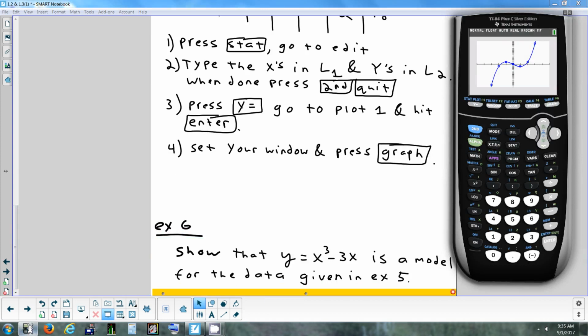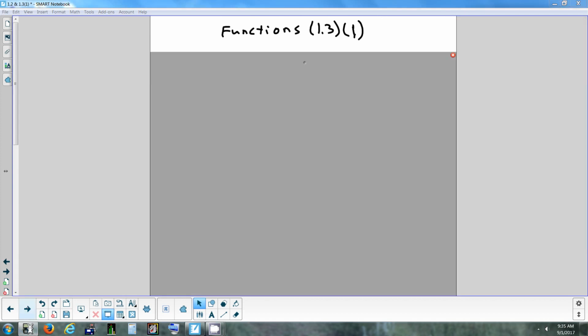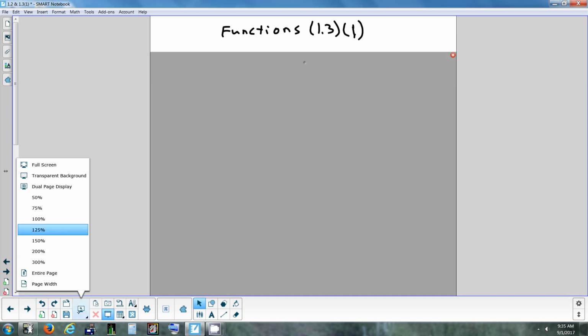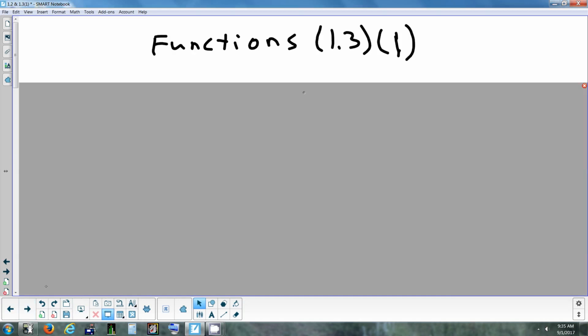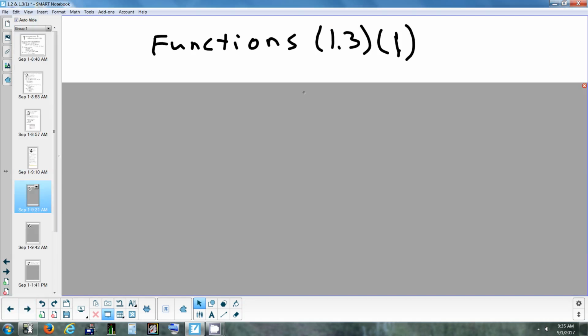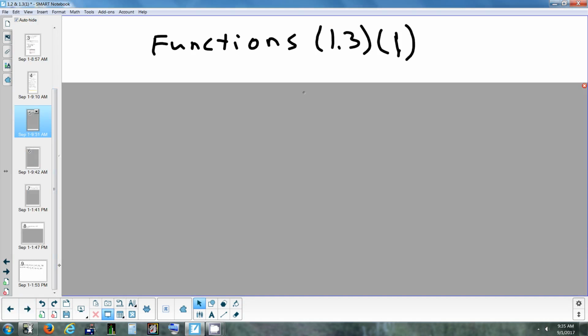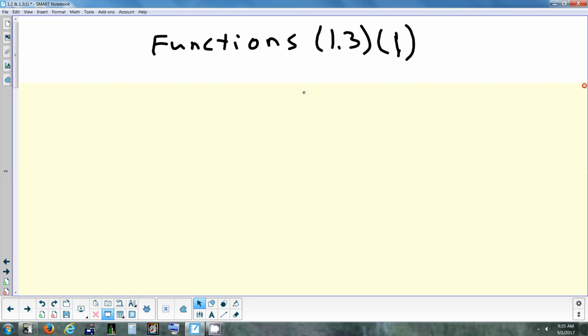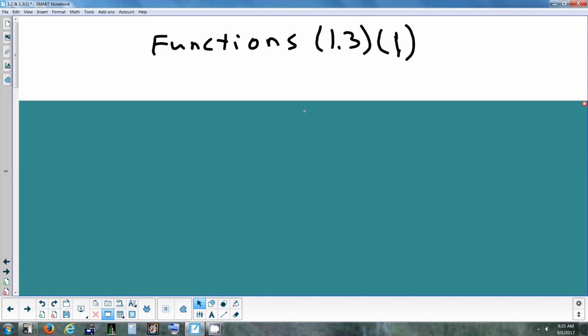Any questions on that? Okay. All right, so the last thing we're going to look at is the first part of section 1.3, which is only a couple slides on. About 4 slides. And then we'll be done.